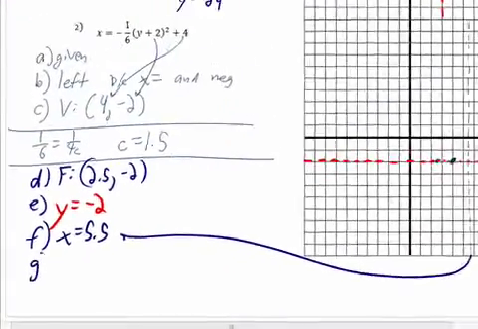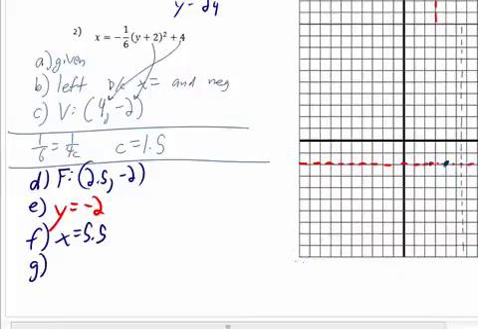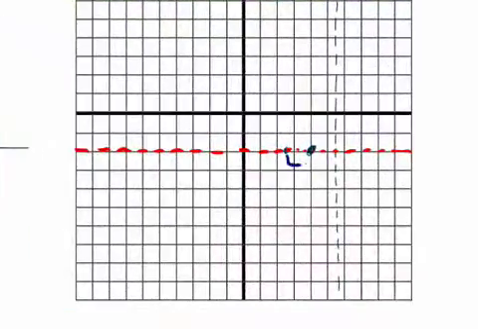And finally G, asking for all intercepts and our box points. Well, the box points are probably the easiest. This distance from the focus to the directrix is 3 units. So we're going to go 3 units up and put a point, and 3 units down and put a point.